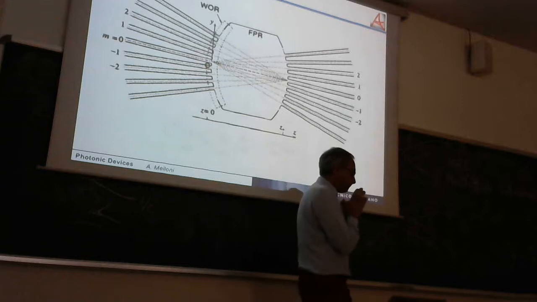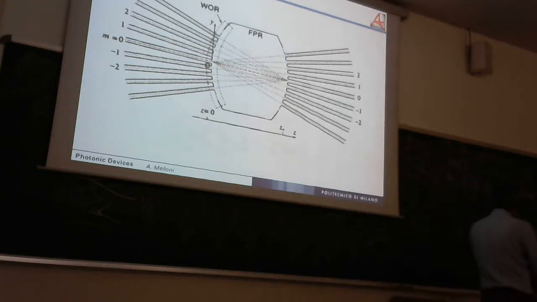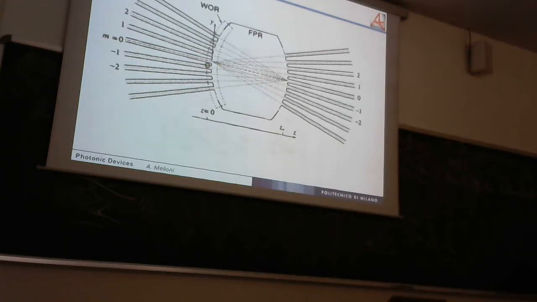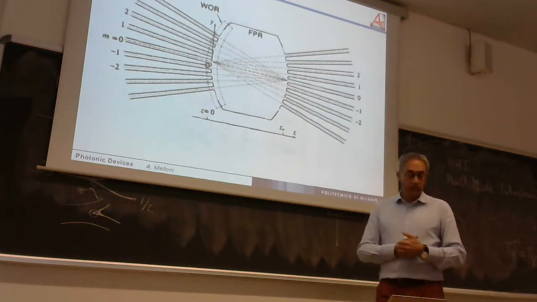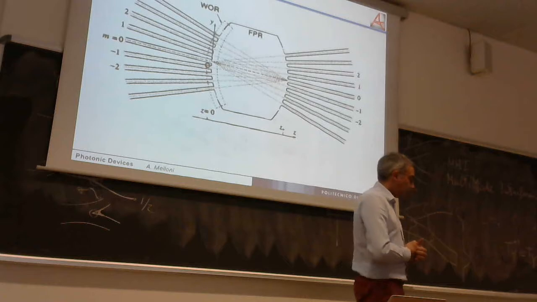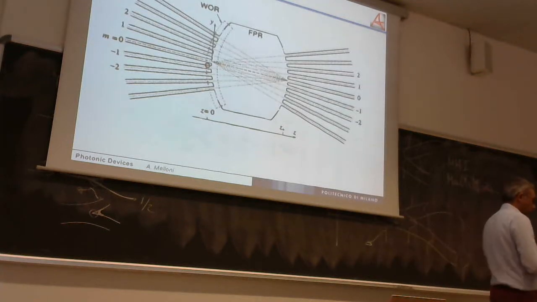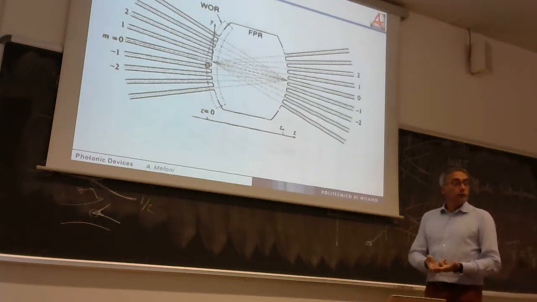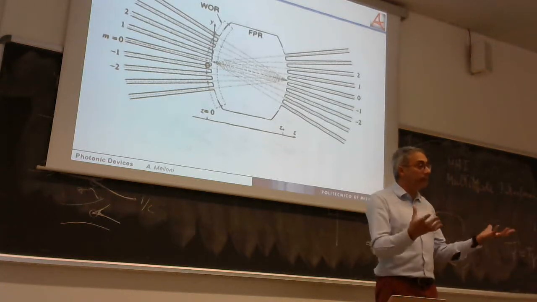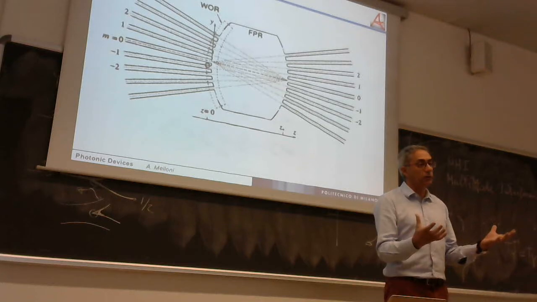So this concludes the topics of splitting and combining light. At the moment we have seen just a single device, to split or to combine. But now we use it to build a more complex circuit.